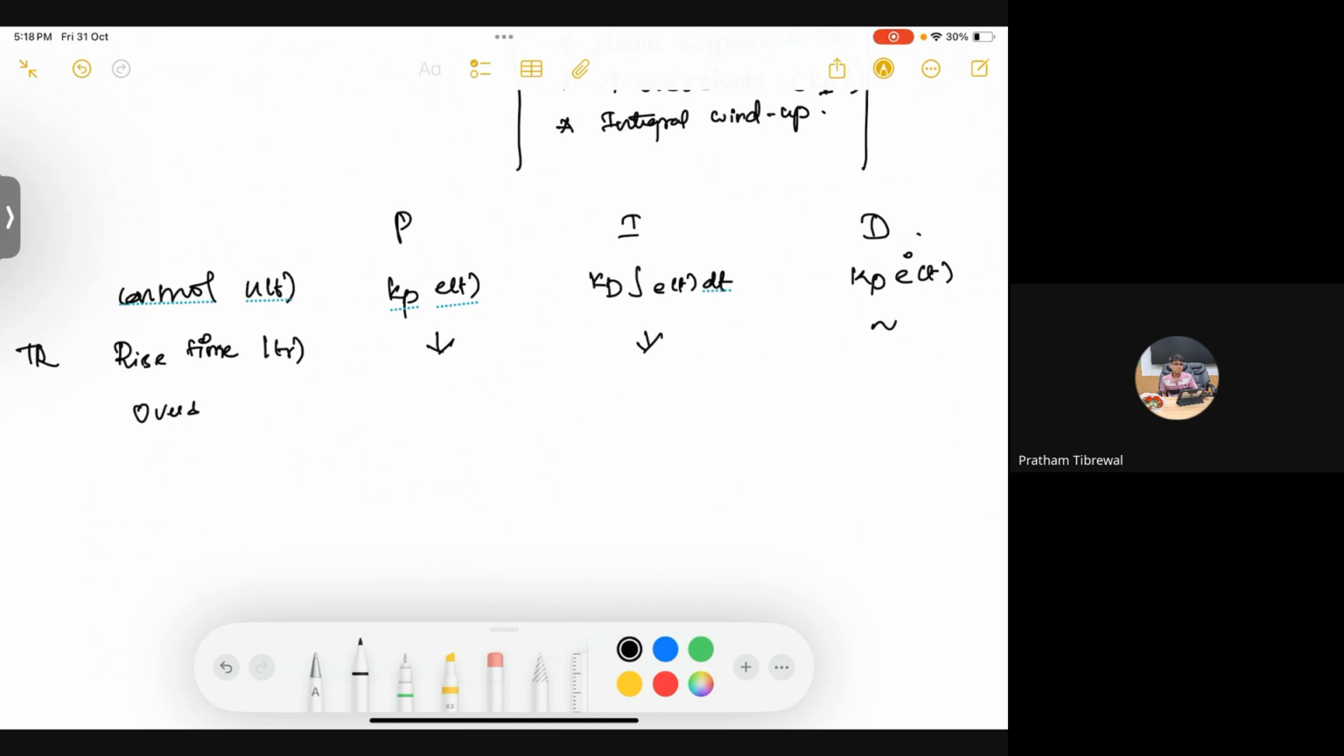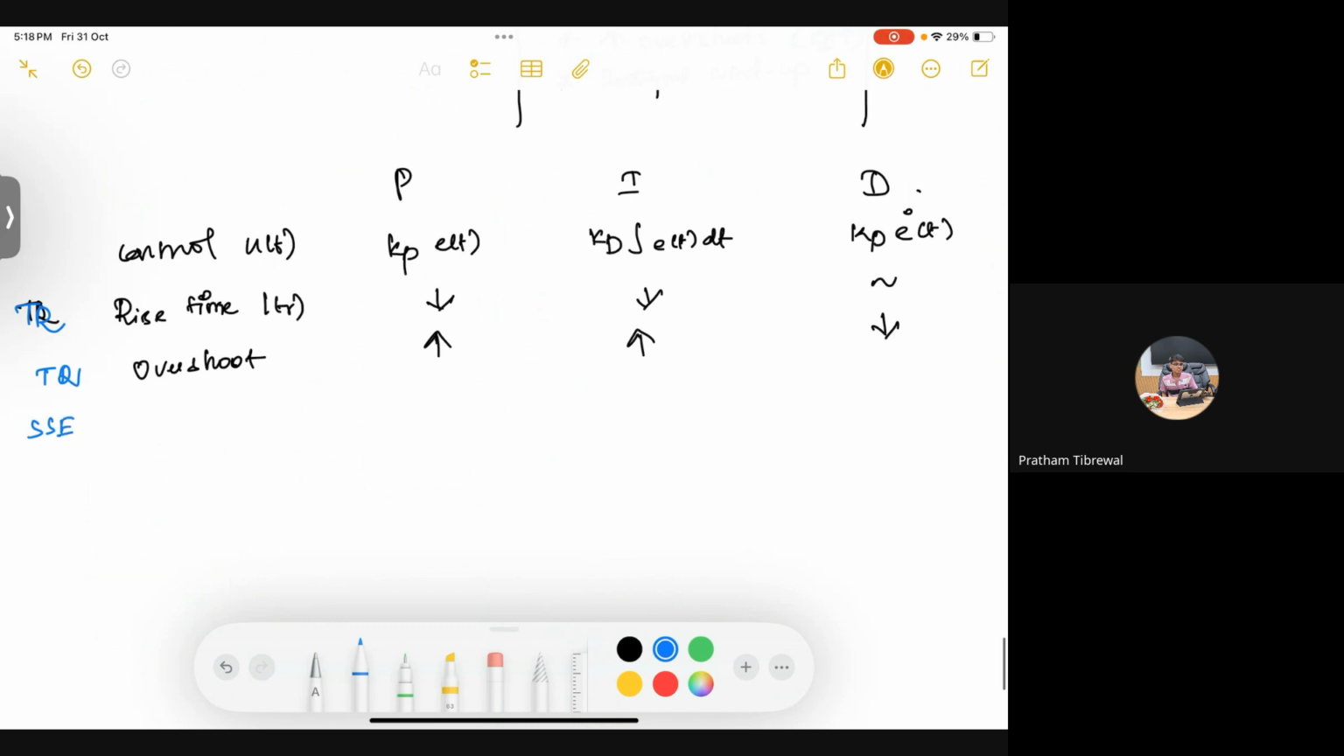And overshoot, this is another important criterion in transient response. This might increase the overshoot, or this will definitely increase the overshoot, and this pulls down the overshoot. In terms of steady state response, it's the steady state error. This reduces the steady state error. This eliminates the steady state error, and this won't do much in the steady state error part.